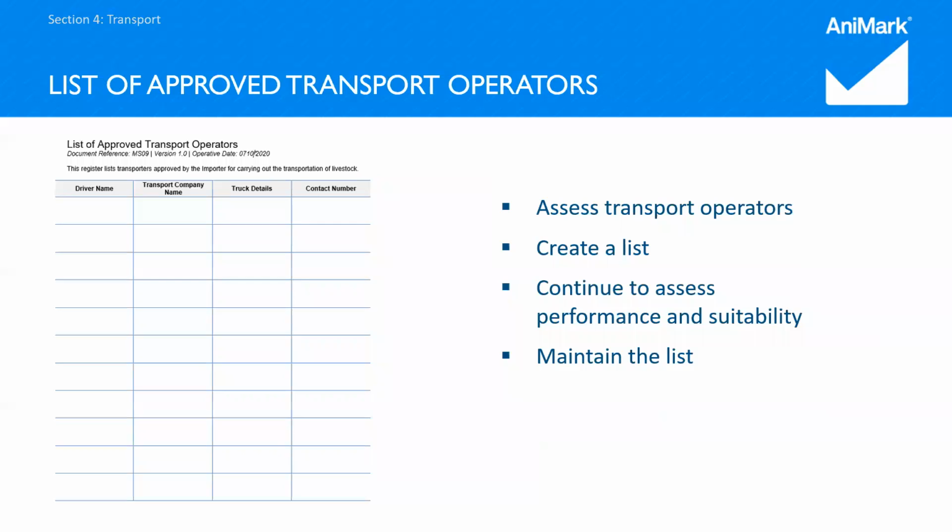As stated earlier, the operator or facility that arranges the transport of livestock has to have a list of approved transport operators. The list itself is how the operator or facility will demonstrate conformity with the requirement. The creation and maintenance of the list requires the operator or facility to firstly assess the transport operators, so that could be trucking companies or individual trucks and drivers, against the requirements in Annex B. You can then create a list of operators who meet those requirements, and then you continue to assess those operators to ensure they continue to meet the requirements. You should also update the list regularly to make sure it's current.